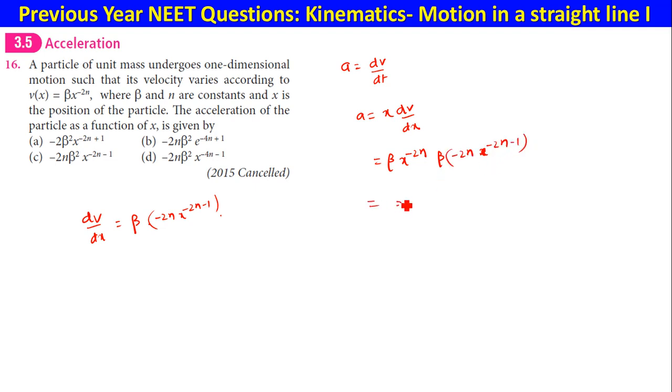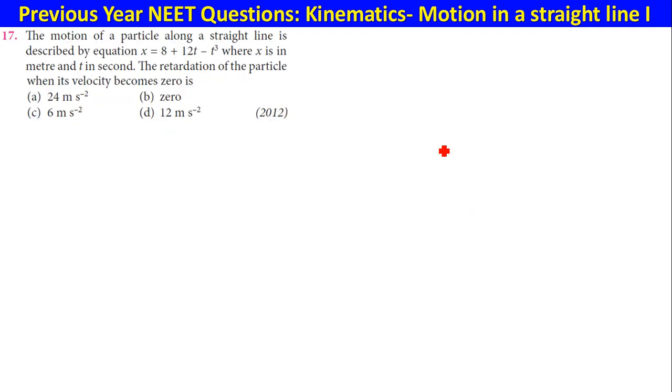Okay, so beta square x power, of course let me write minus 2n also outside, minus 2 beta square n x power minus 2n minus 2n minus 4n minus 1. Which option is correct now? Option D. Clear?